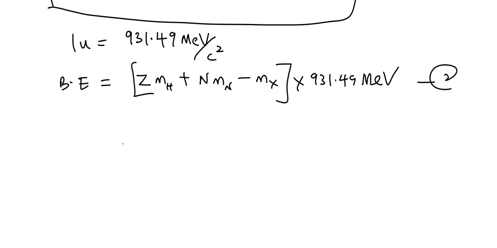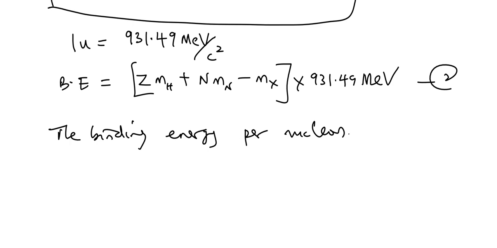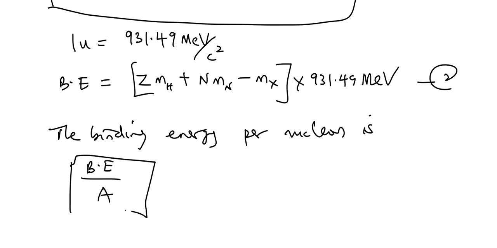Then we can also be asked to calculate the binding energy per nucleon. So the binding energy per nucleon is, just take the binding energy, then divide by the mass number. The binding energy divided by the mass number. So that is the binding energy per nucleon.